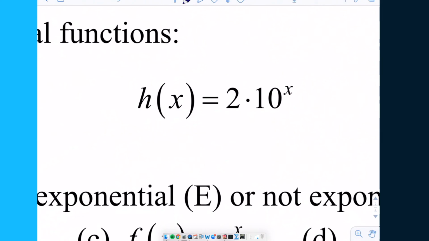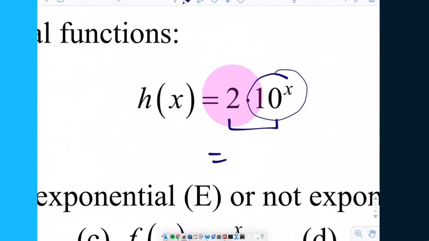h(x) = 2 times 10^x. So 2 would be your initial value, and the base would be 10. So this is something that increases by a factor of 10 each integer value of x. That's going to get pretty big pretty fast, but it starts with 2.